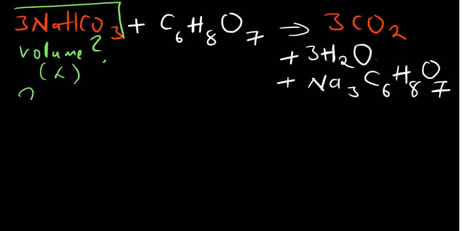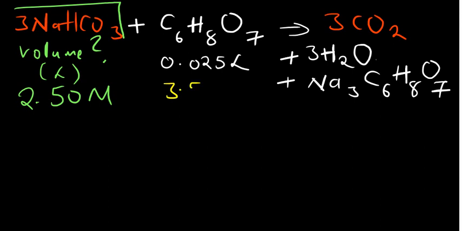We have also been given that its concentration is 2.5 molar. So you've been given the concentration. Now we want to find its volume needed to react completely with the other reactant given in the question. For this other reactant, we've been given that we had 0.025 liters of it, and its concentration was 3.5 molar. So now they want us to find what volume of sodium hydrogen carbonate is needed to react completely with that given concentration and volume of the other reactant. Have we understood the question?